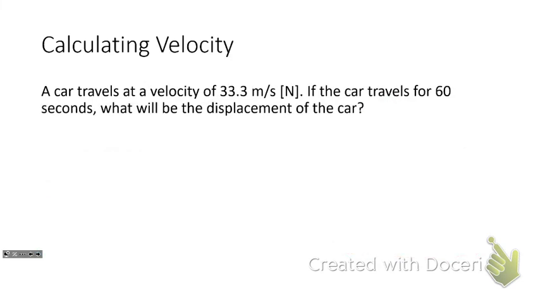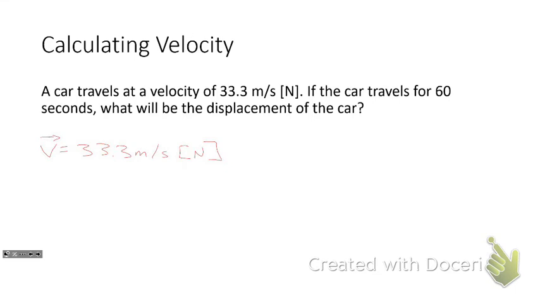Okay. Sometimes you guys are also going to need to manipulate our formulas so we can solve for what is being asked, right? So in this case, we know our velocity. So velocity is equal to 33.3 meters per second north. If you ever see the square brackets and the letter inside of it, that's just indicating the direction, right? Because it's a vector quantity, velocity is.